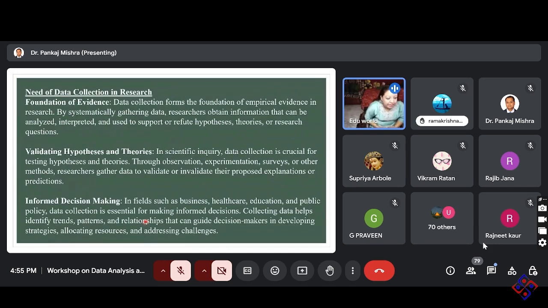Now, the need for data collection. Why do we need data collection? Data collection is the foundation of research. Without data, we can't do anything. Whether we are conducting a qualitative study or a quantitative one, for both types of research we need data. Okay, now from where do we get this data? From where do we generally get this data?